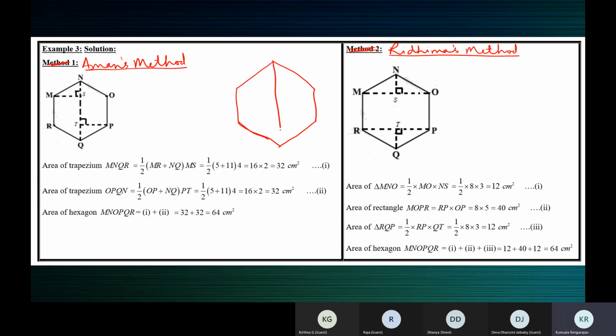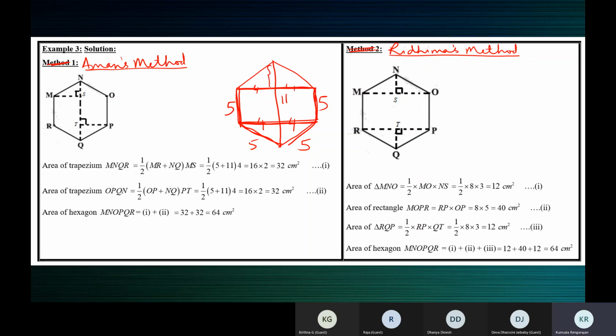How much is this, children? What's the length of this line segment given? 11 centimeters, ma'am. How much is this? 5 centimeters, because each side is 5. How much is this one? 8 centimeters. So it will be 4 here and 4 here, correct? Yes, ma'am. From here to here is 8. And how much is it from here to here? 8 centimeters. So again, 4, 4.